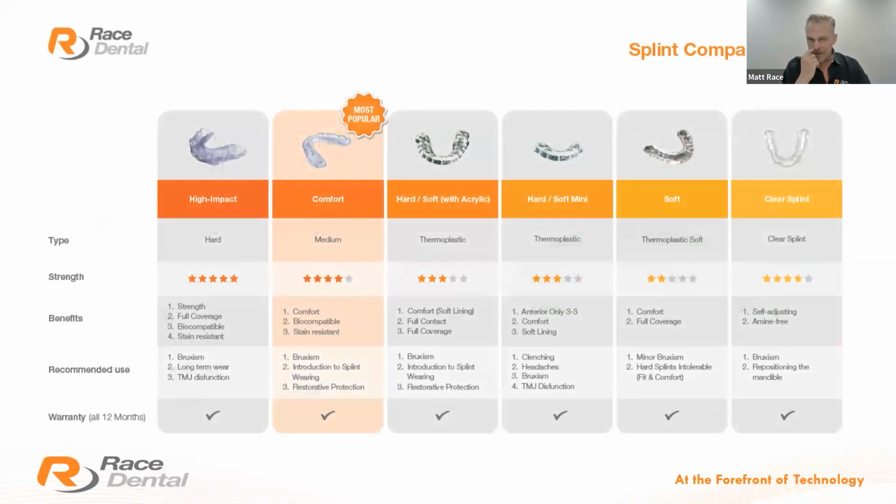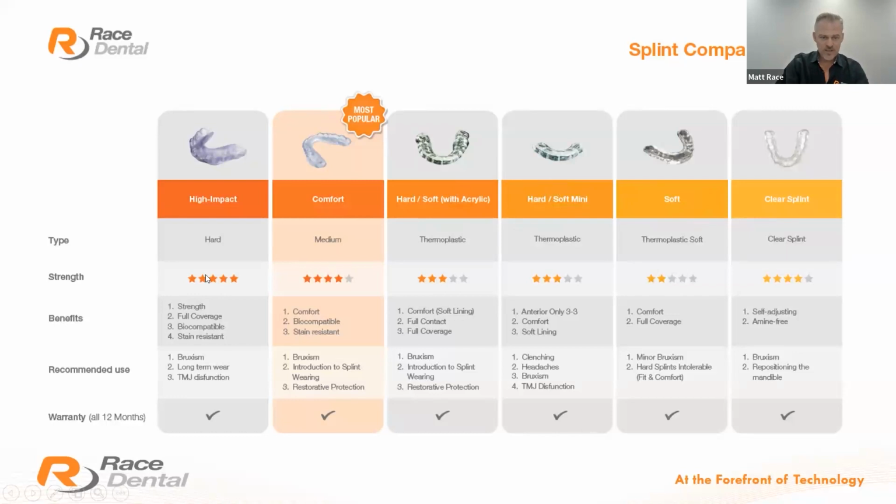You can see our splint comparison chart here, and this is on our website. In a moment, I'll show you the QR code that takes you to this. It is a fantastic guide for the people that aren't sure which splint to choose. At the top, it shows the name of the splint: comfort, high impact, hard soft with acrylic, hard soft mini or AMS, our soft splint, clear splint.